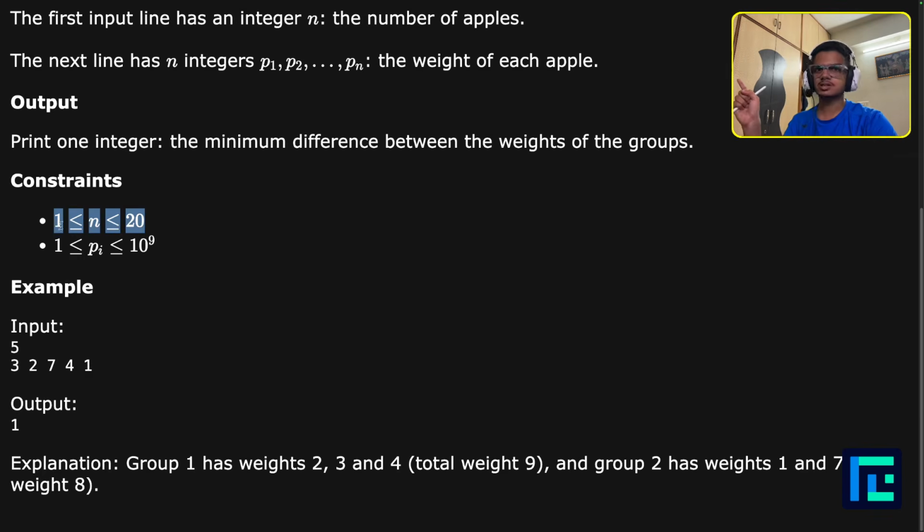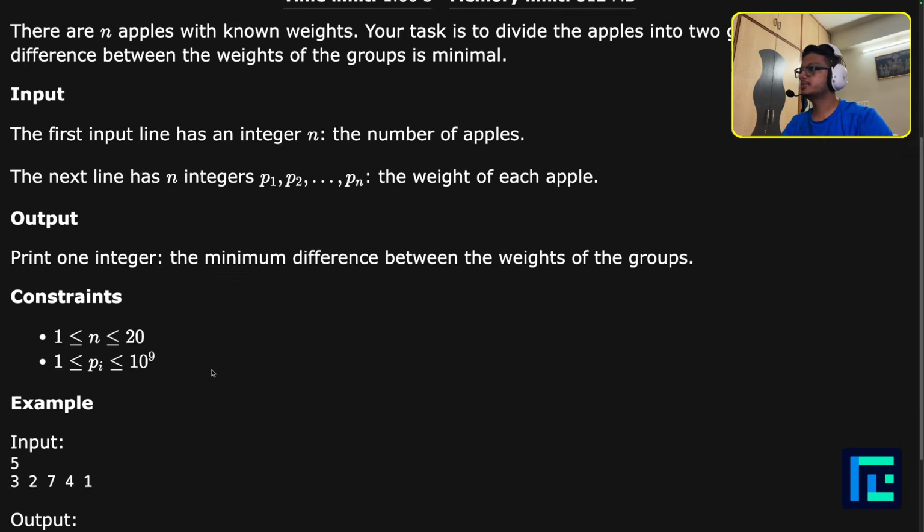So this is also one interesting aspect. Constraints are small, so pay your utmost attention here. And then weight values are, of course, 1 to 10^9, so they both are in integer range. But I'll come to n's constraint in a bit. For example, here they have an input with 5 apples, and these are the weights given. Output is 1. Why? Because you can create a group 1 which has weights 2, 3, 4, total weight is 9, and we can have a group 2 which has weights 1 and 7, total weight is 8. So this is the optimal partition which gives the minimum possible difference between the sum of weights among the groups. Total weight was 9 and 8, so 9 minus 8 is 1. That's about this question.